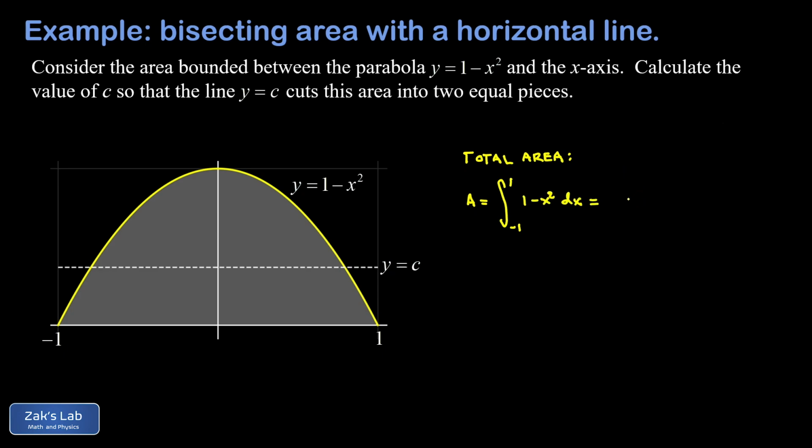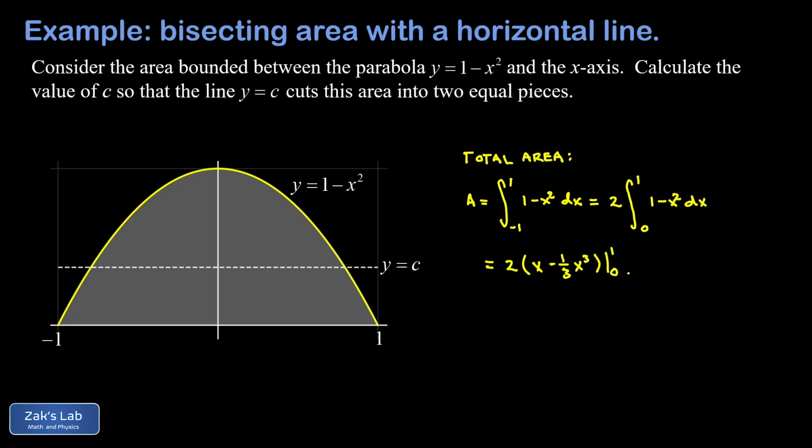And it's probably a good idea to take advantage of the symmetry of the function here. So we're just going to integrate the right half and then double the result. And that works because the entire area is symmetric about the y-axis. Now each of those pieces in the integrand is a simple power function. So when I integrate 1, I get x. When I integrate x squared, I get 1/3 x cubed. And we're evaluating that from 0 to 1.